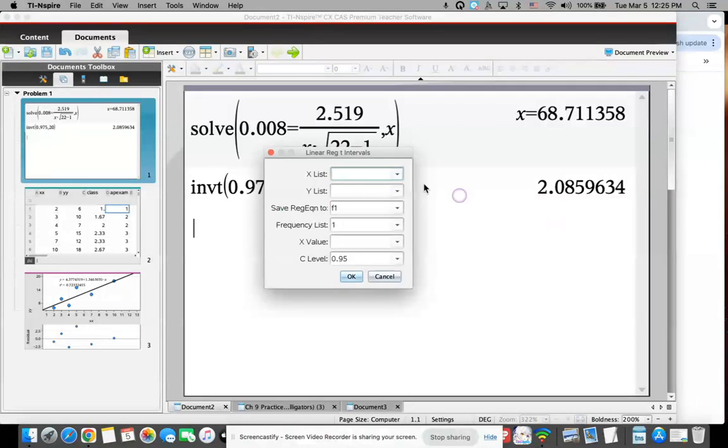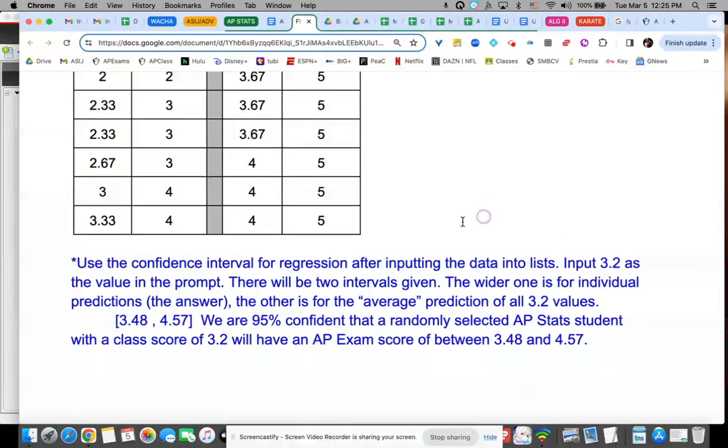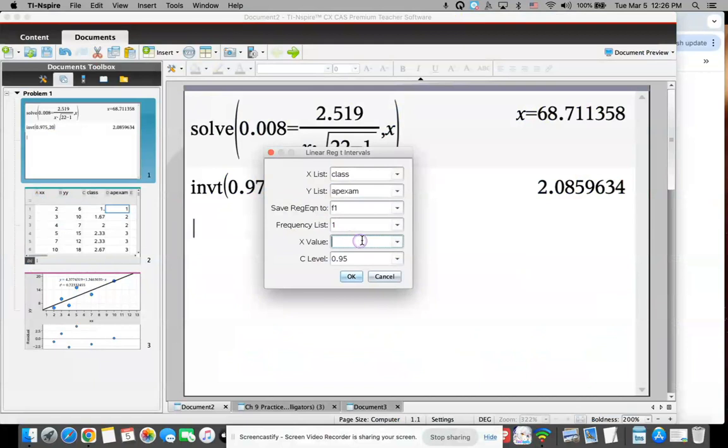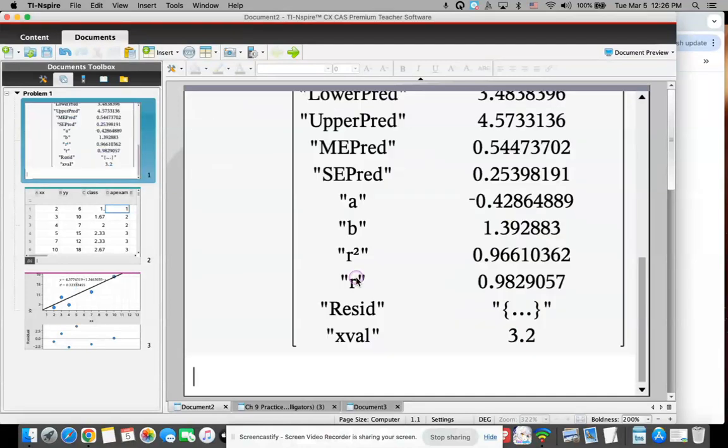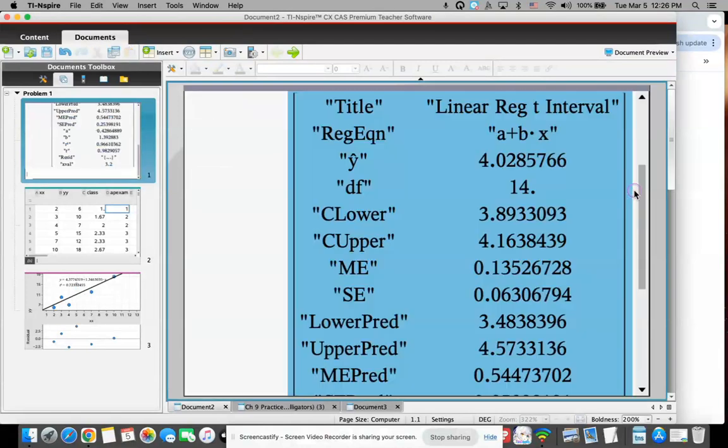I say, okay, what's the X list? Well, that's my class score. What's the Y list? That's the AP exam score. And then we're predicting for 3.2. So I have to write in here 3.2 is where I'm predicting, and a 95% confidence level. Okay, enter it in and you get all this stuff.